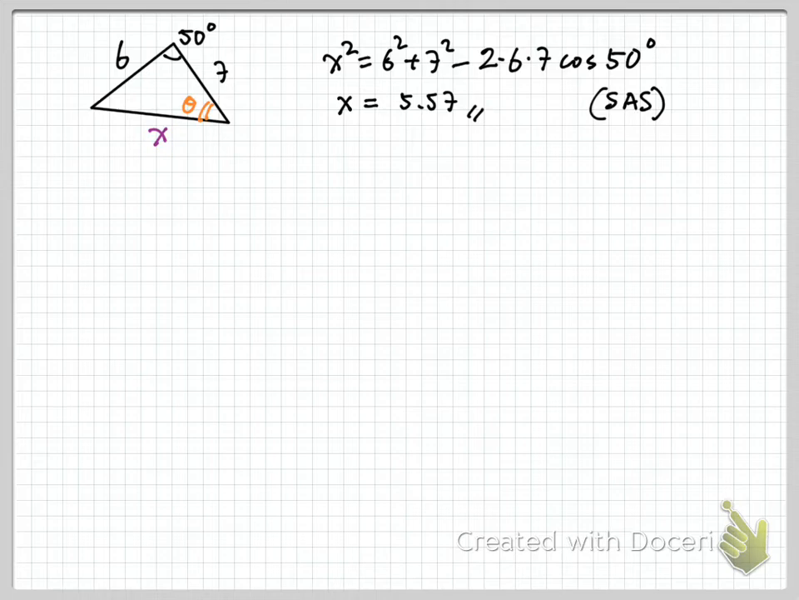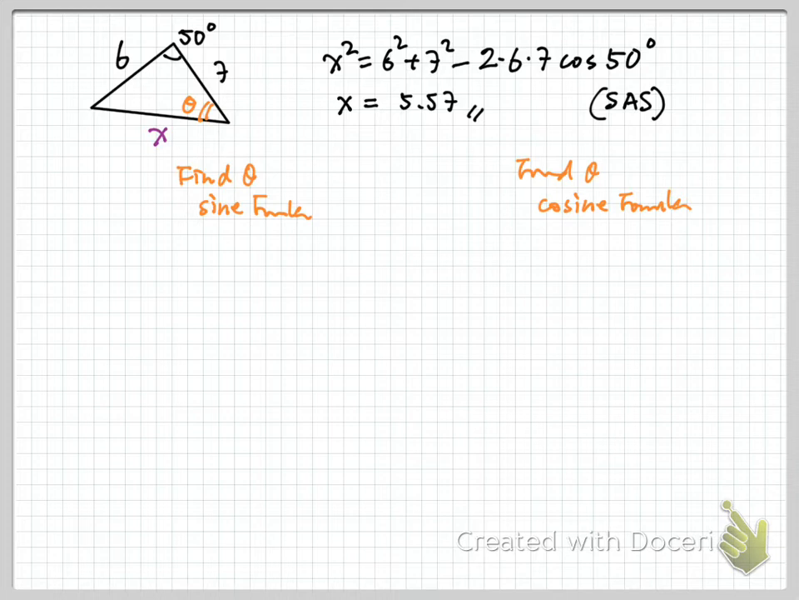So let's find theta. There are two ways to get theta. Let's find theta with the sine formula, and then let's find theta with the cosine formula. Now we have x, so we can do it both ways.